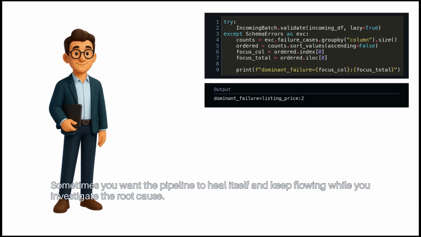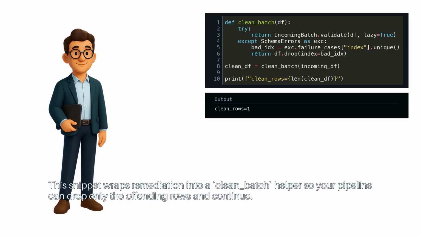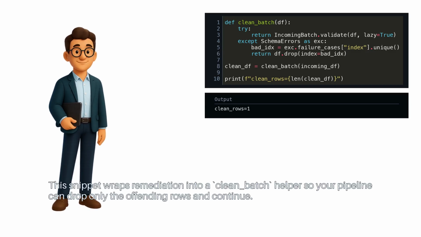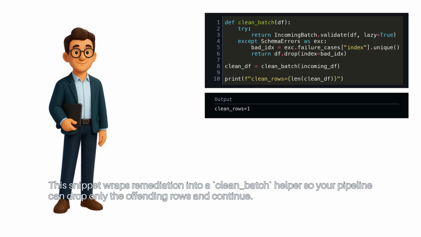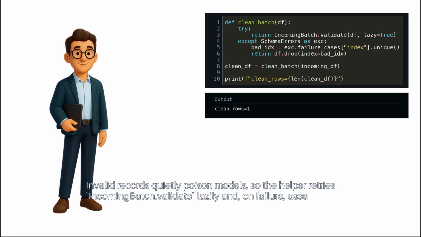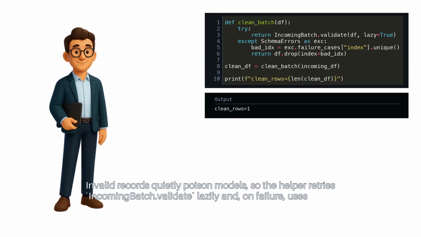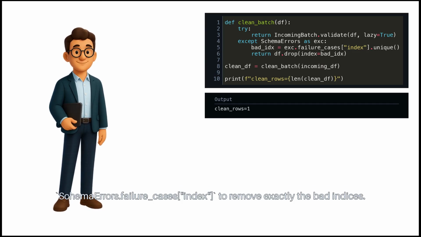Sometimes you want the pipeline to heal itself and keep flowing while you investigate the root cause. This snippet wraps remediation into a clean batch helper, so your pipeline can drop only the offending rows and continue. Invalid records quietly poison models, so the helper retries IncomingBatch.validate lazily, and on failure, uses SchemaErrors failure_cases index to remove exactly the bad indices.